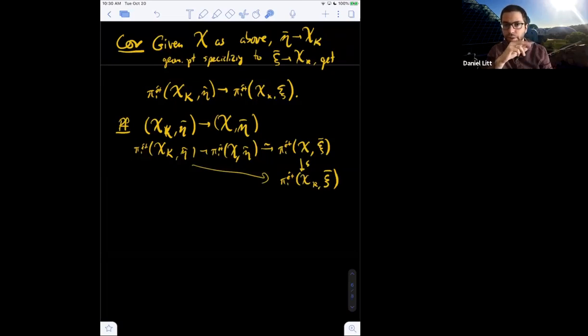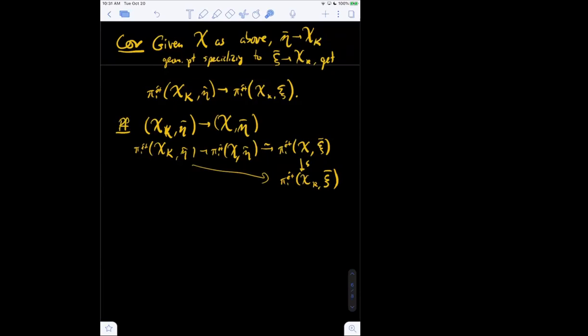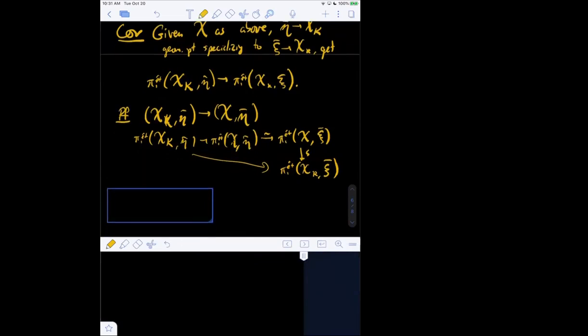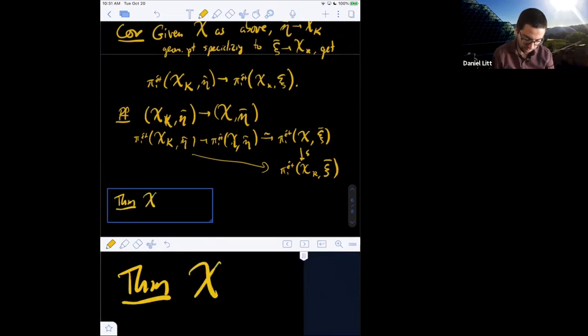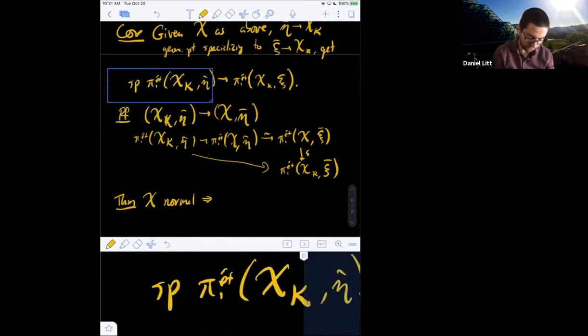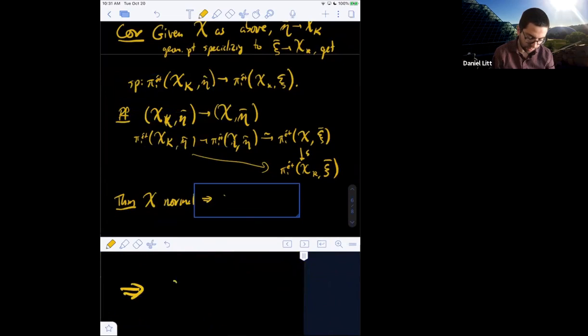Are there any questions about that? This map in general won't be an isomorphism or anything. In general, no. It will very rarely be an isomorphism. So the theorem is that if X is normal, let me call this map SPA for specialization. I'm keeping all the running assumptions, so in particular X is proper. SPA is surjective.